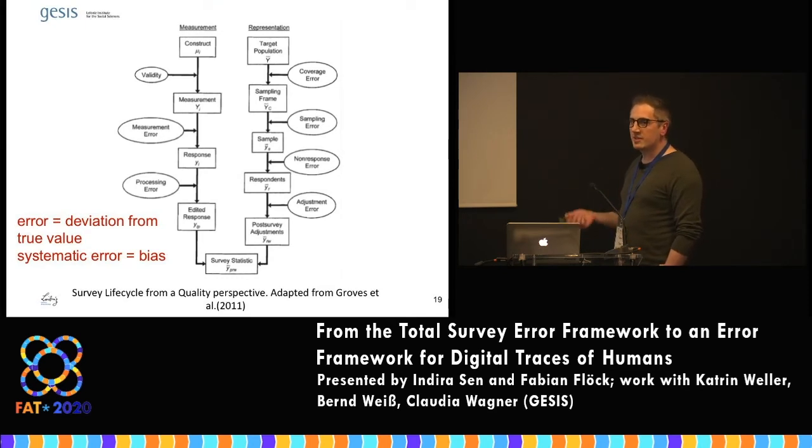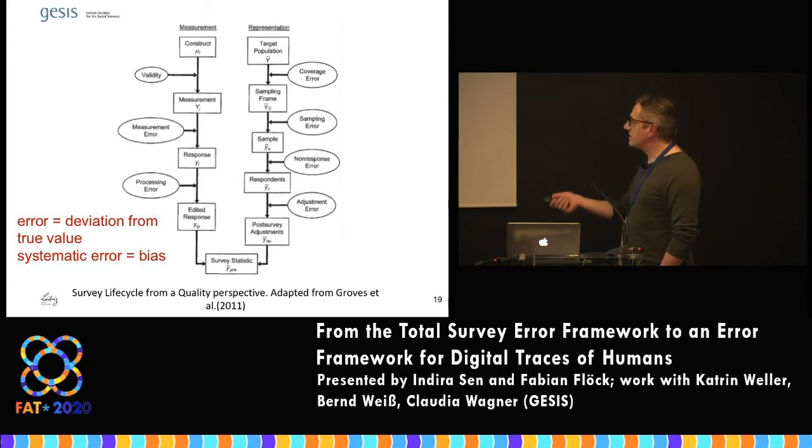And if that happens systematically to one side, like for example, females always answering very differently than males, then that's a bias. It's a systematic error. Just because sometimes bias gets thrown around very freely, and that could mean all kinds of things. Here it means something very specific.